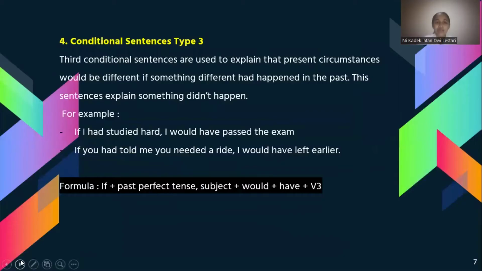The last one is conditional sentence type 3. Third conditional sentences are used to explain that a present circumstance would be different if something different had happened in the past. This sentence explains something that didn't happen. For example, if I had studied hard, I would have passed the exam. And then, if you had told me you needed a ride, I would have left earlier. The formula of conditional sentence type 3 is if plus past perfect tense, comma, subject plus would plus have plus verb 3.